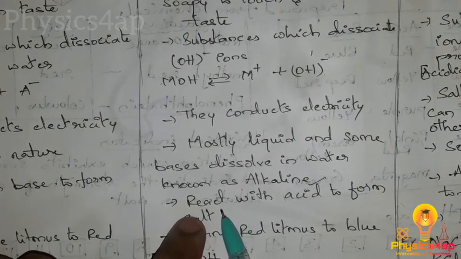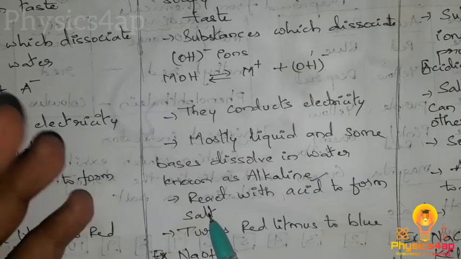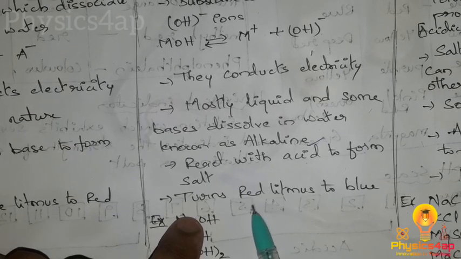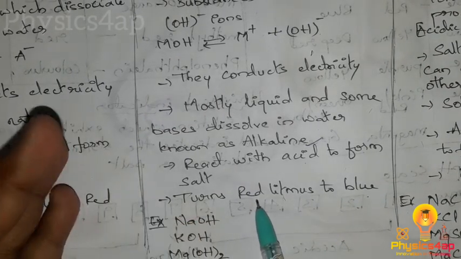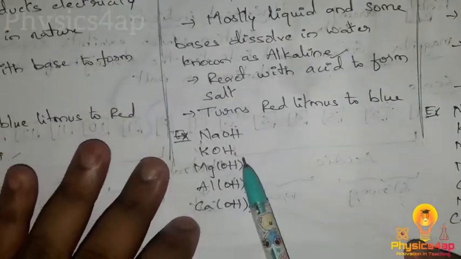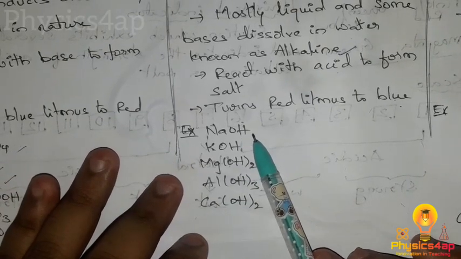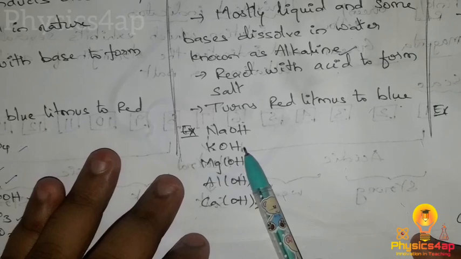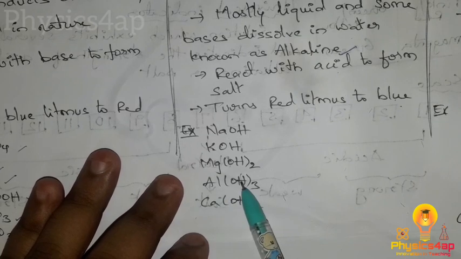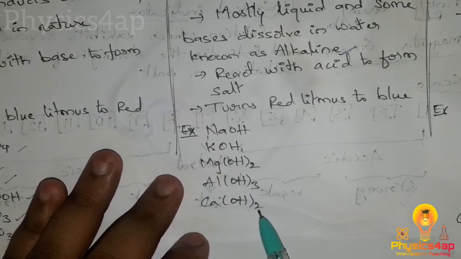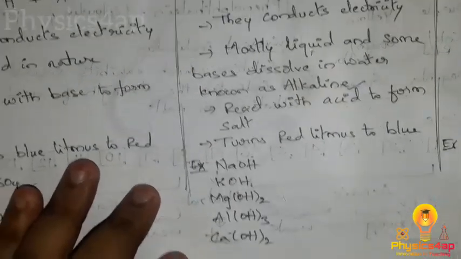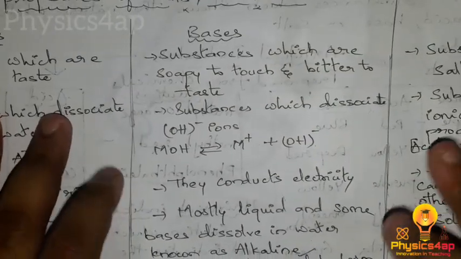Bases react with acids to form salt, which is called the neutralization reaction. And coming to the litmus solution, they turn red litmus to blue. Now, the examples here are NaOH, sodium hydroxide, KOH, potassium hydroxide, Mg(OH)2, magnesium hydroxide, Al(OH)3, aluminum hydroxide, and Ca(OH)2, calcium hydroxide. These are the examples of bases, and these are the properties of the bases which we have discussed.